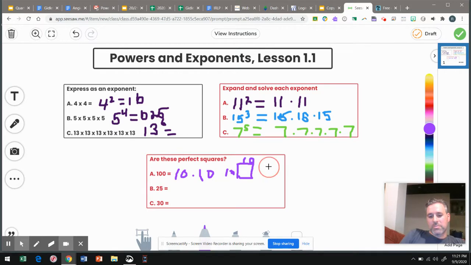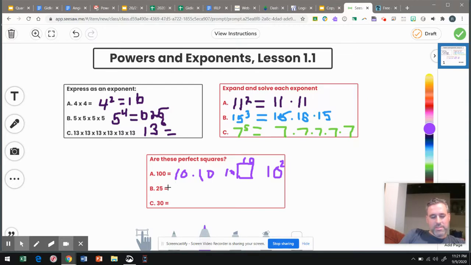So another way of expressing this would be 10, these are always to the power of 2. So 10 squared. Whoa, not sure what happened there. We could do it better than that. So 10 to the power of 2. Perfect.